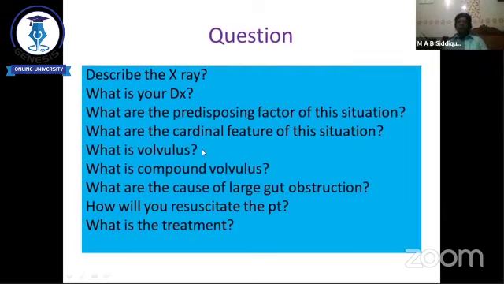So what is volvulus? Volvulus means axial rotation of the colon along its mesentery. What is compound volvulus? Another term, compound volvulus, is also called ileocecal knotting.